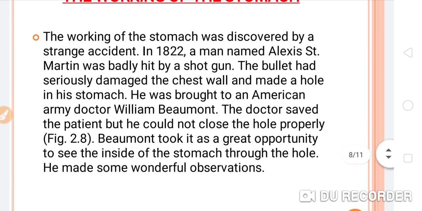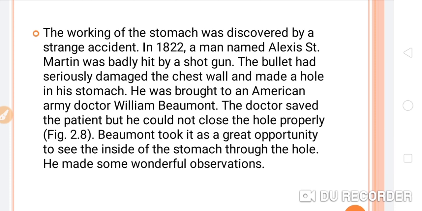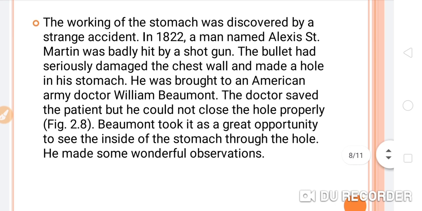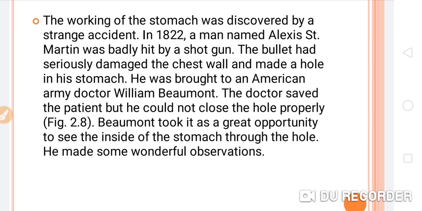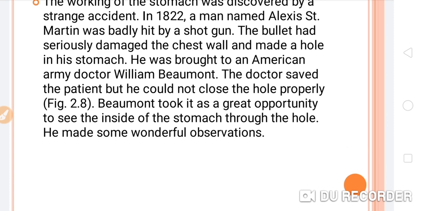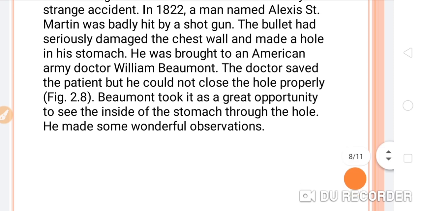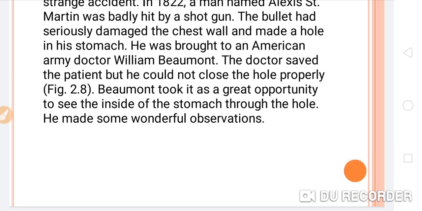Let's see. The working of the stomach was discovered by a strange accident. In 1822, a man named Alex St. Martin was badly hit by a shotgun. The bullet had seriously damaged the chest wall and made a hole in his stomach. He was brought to an American Army doctor, William Beaumont. The doctor saved the patient, but he could not close the hole properly.